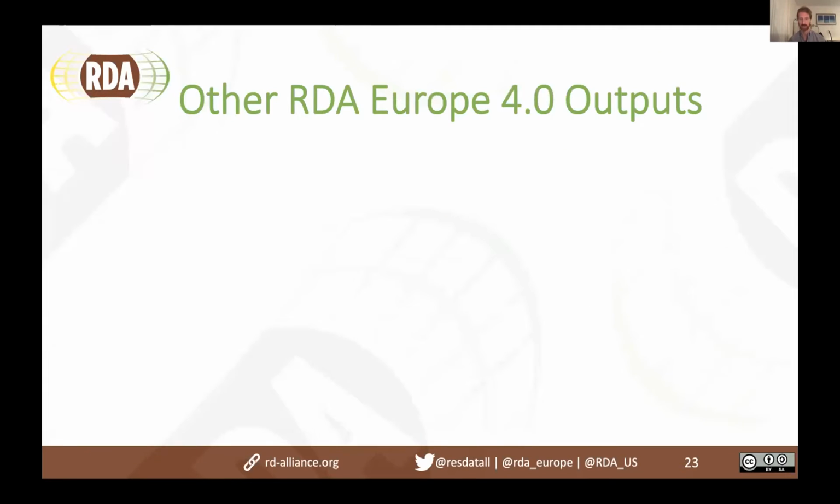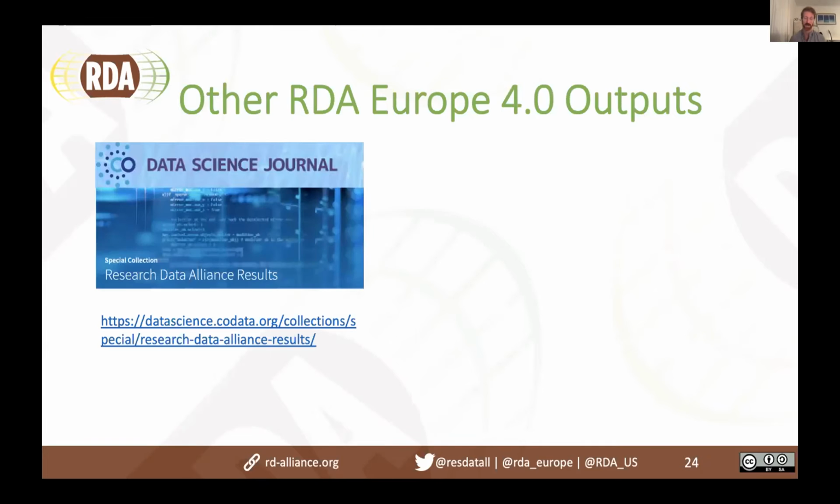There are just 2 more elements that are worth highlighting in connection with the RDA Europe 4 project and general RDA adoption. The first is the CODATA Data Science Journal Special Collection on RDA Results. This special collection gives visibility to research results and to the outcomes stemming from RDA activities in the form of research and practice papers. As part of the RDA Europe 4 project, funding was made available to cover the article processing costs of articles stemming from RDA activities.